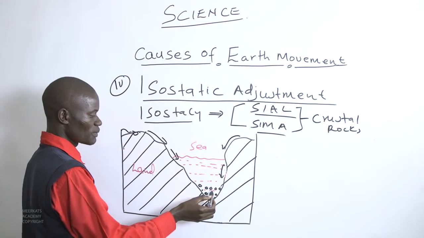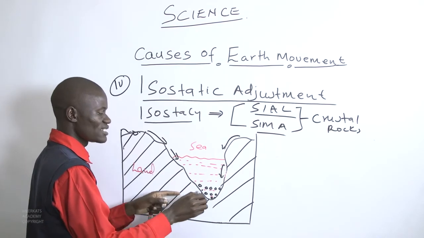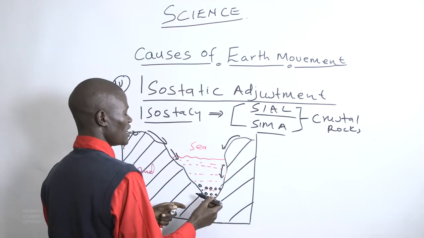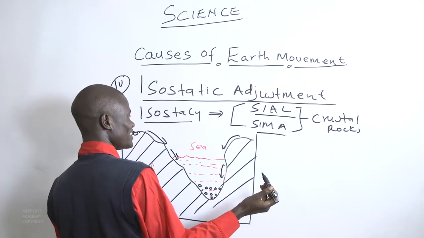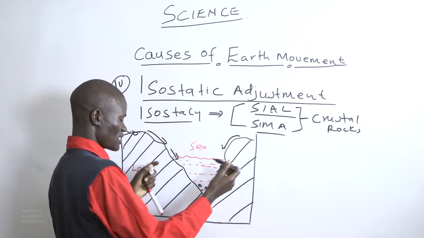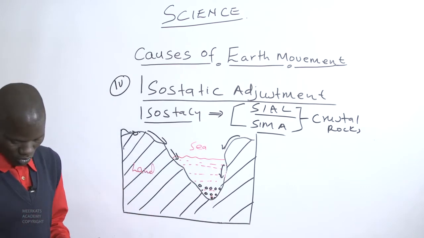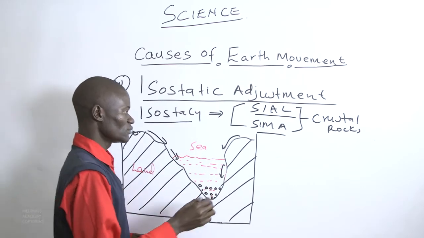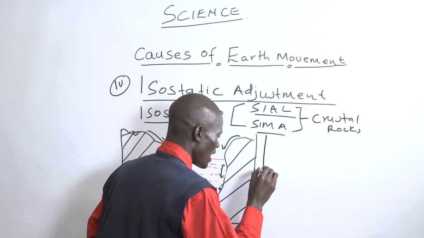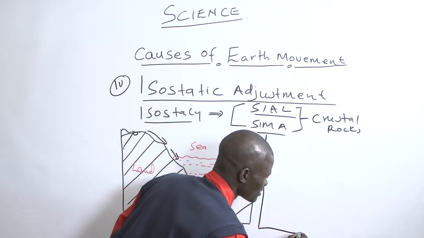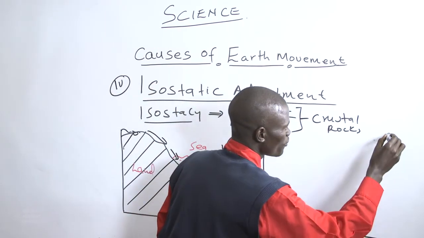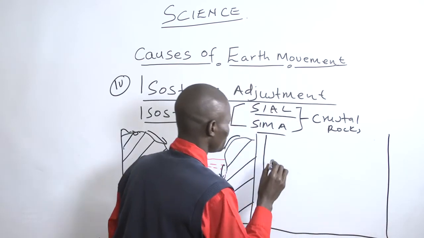This part is going to become heavy and sink. As it sinks, it displaces these crust rocks, and then they move upward. As they move upward, in that process, they generate what we call isostatic balance into the state of equilibrium.